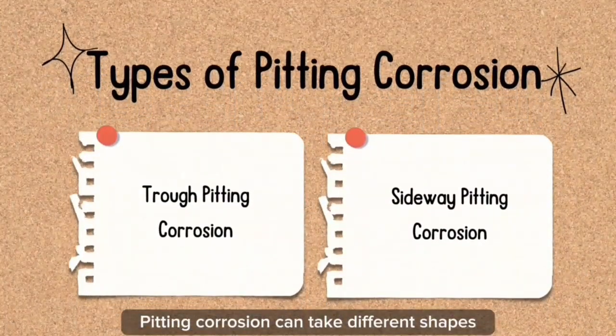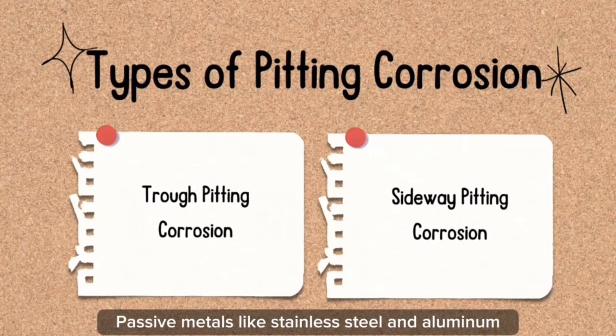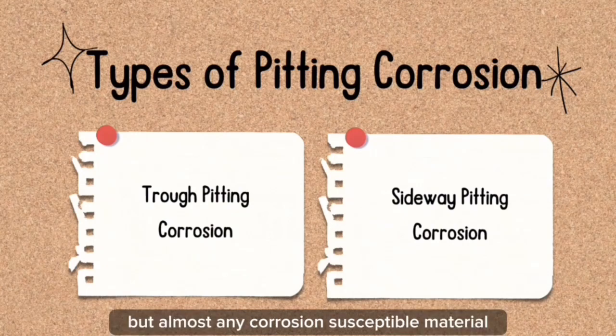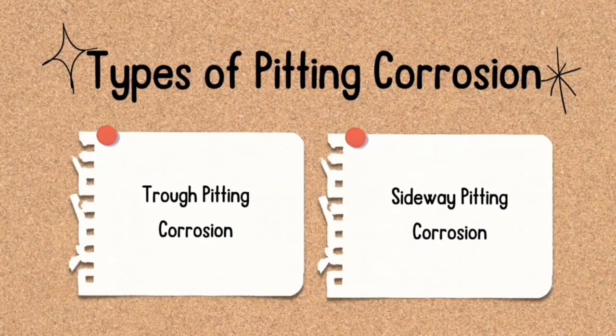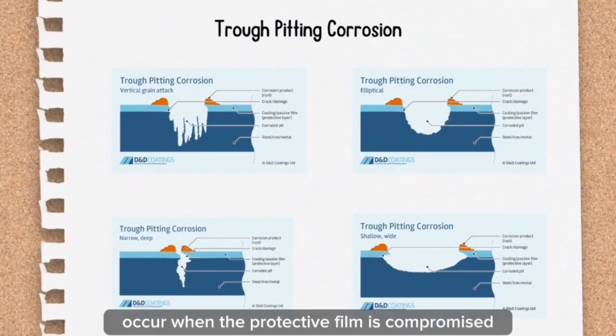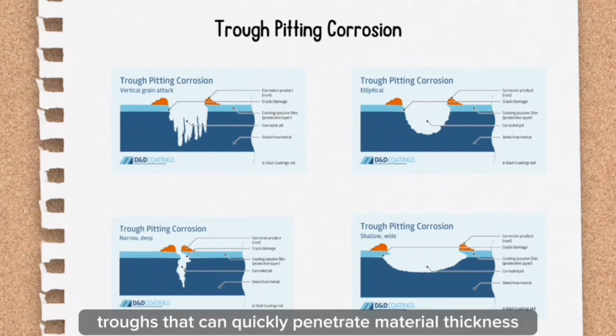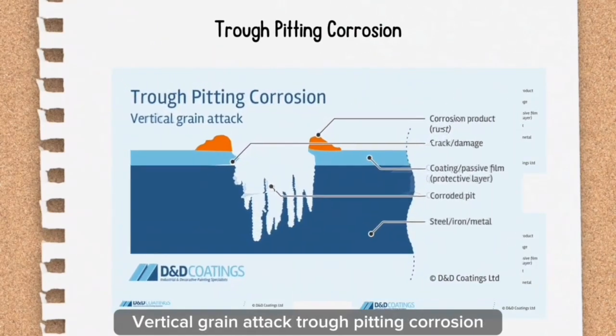Pitting corrosion can take different shapes, depending on the material and grain direction. Passive metals like stainless steel and aluminum are often affected, but almost any corrosion-susceptible material can face this issue. Trough pitting, appearing hemispherical or cup-shaped, occurs when the protective film is compromised, forming narrow and deep troughs that can quickly penetrate material thickness. Vertical grain attack trough pitting corrosion.